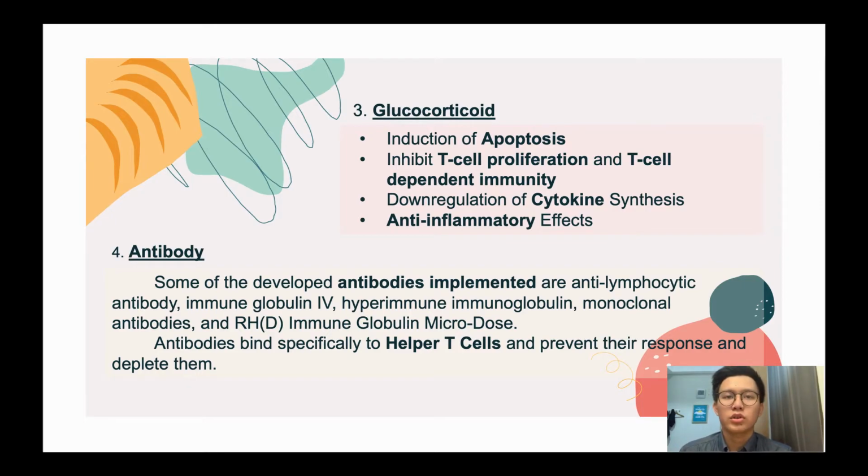Next one, we have glucocorticoids. Glucocorticoids induce apoptosis, inhibit T cell proliferation and T cell dependent immunity, downregulate cytokine synthesis, and produce anti-inflammatory effects. And the last one, we have antibodies. Some of the developed antibodies implemented are anti-lymphocytic antibody, immunoglobulin, hyperimmune immunoglobulin, monoclonal antibody, and other immunoglobulin preparations. Antibodies bind specifically to T helper cells and prevent their response and deplete them.